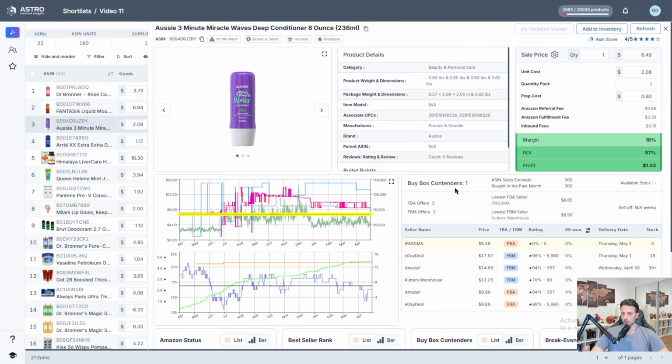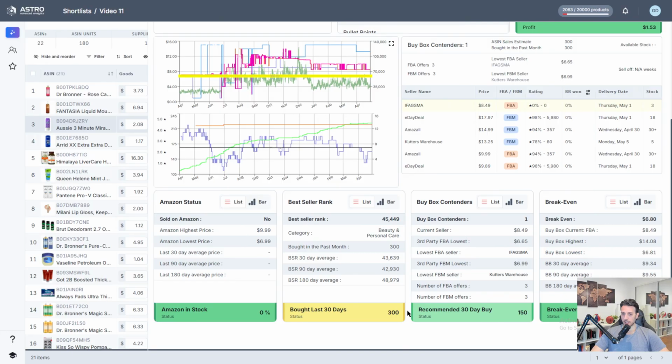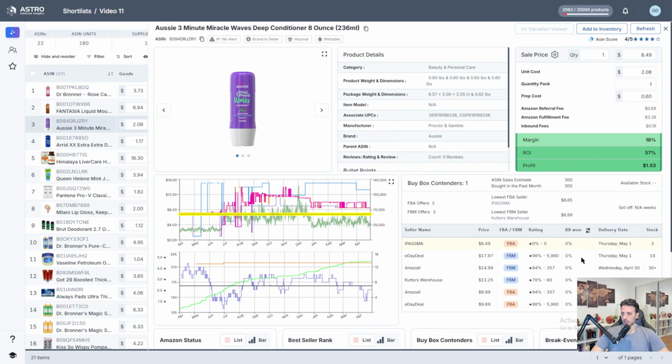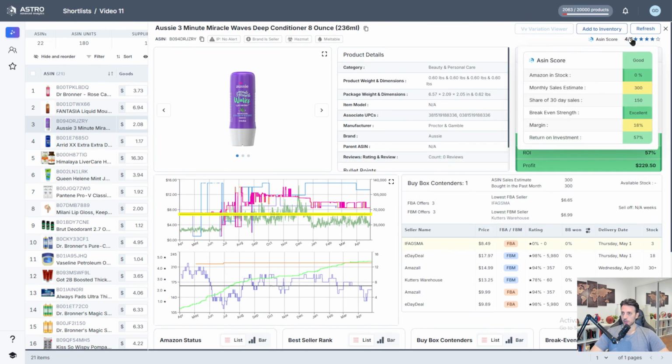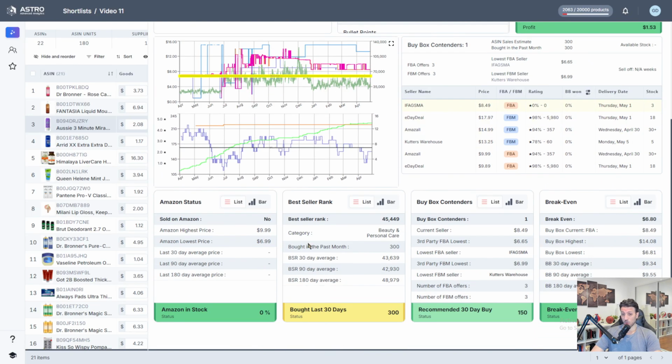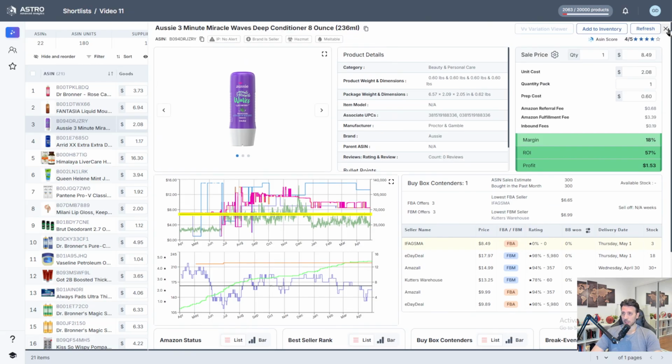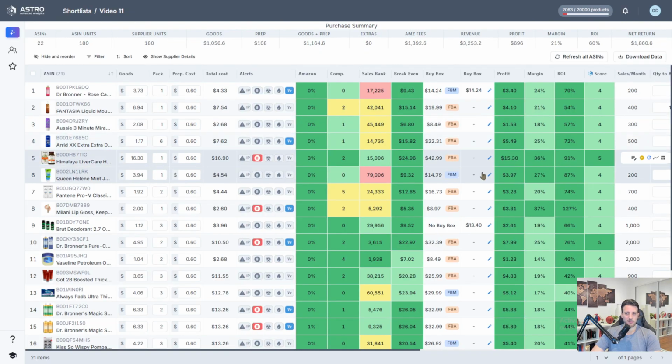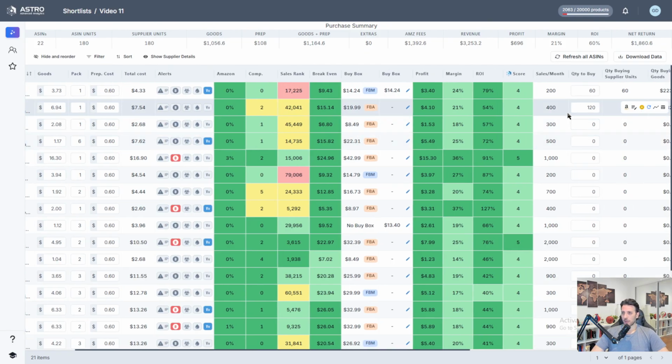150 sales is our recommended purchase, considering the sellers and the buy box contenders. So 150 sales will translate to how much in profit? Not too much, because it's a bit of a cheaper product on its own. It only has $1.53 worth of profit, but that's still fine. It's 4 out of 5 stars, so it's a good ASIN on its own. Because most products come in cases of 6 or 12, I'll probably again buy 120 here.